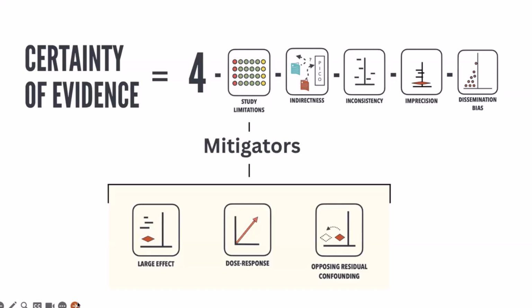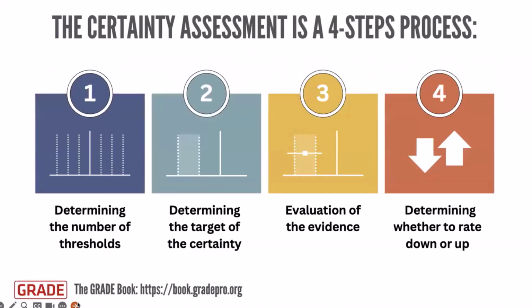So if the data show you a pattern like a dose-response relationship or a large effect, what we're really saying is it's very unlikely to see a dose gradient, a response, or a large effect just by confounding. So confounding is likely not a good explanation for this result. So even if there are study limitations, they are probably not playing a big role. So in a way, these 3 domains are really mitigators of study limitations.